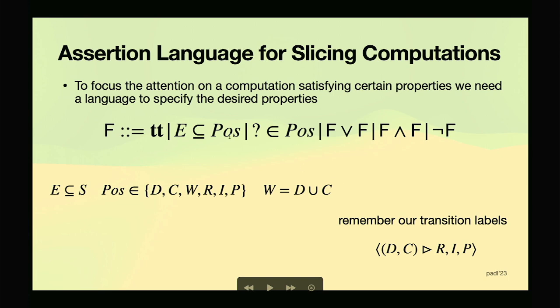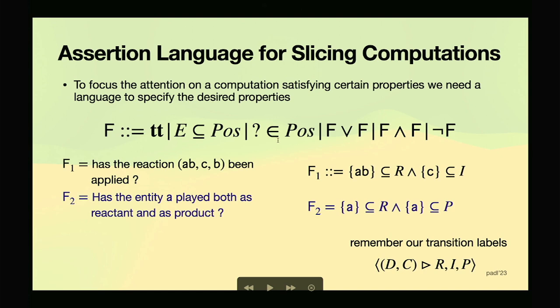Now, what we can say with our assertion language: true, or that a subset of entities is a subset of some of these sets, or that one of these sets is empty. So what we can say: has the reaction A, B, C, B been applied? So has a specific reaction been applied? Or, for example, has the entity B played a role both as reactant and product? And then here there is the translation in our assertion language.